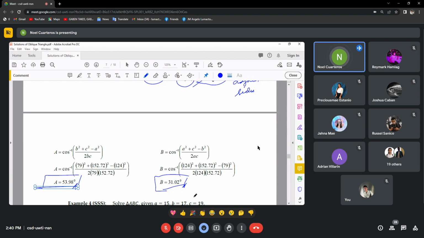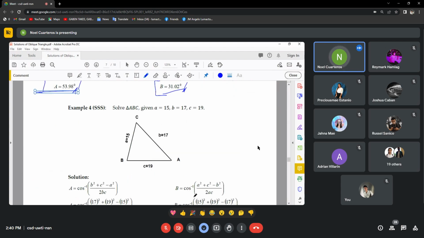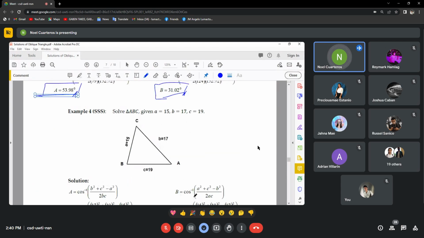If there are no questions, again, let us consider another example. Given three sides, take note, given three sides A, B, and C, what is the missing part of the triangle? Russell, what is the missing part? The angles.